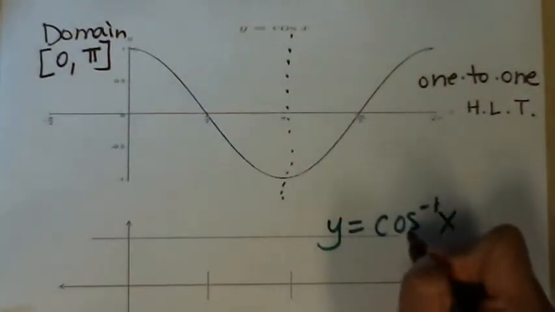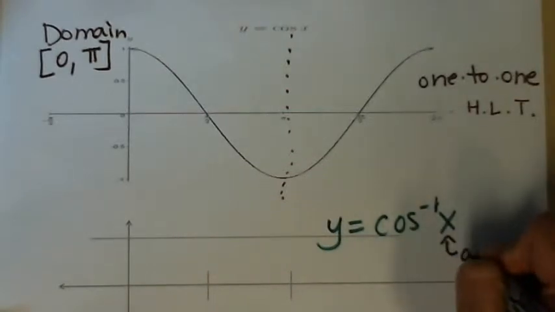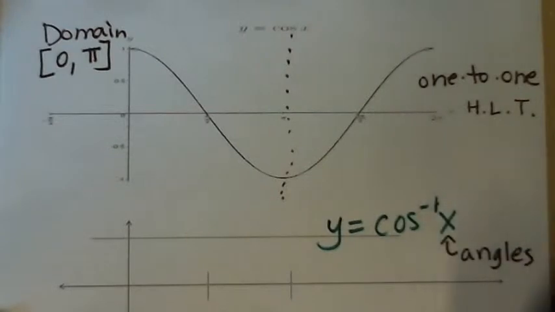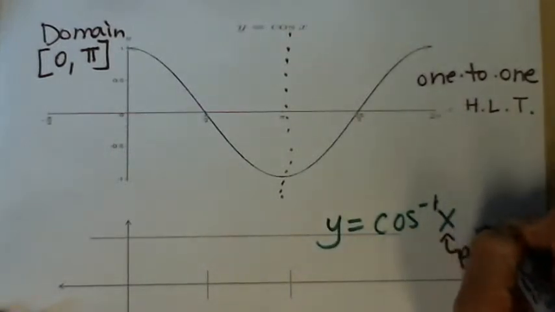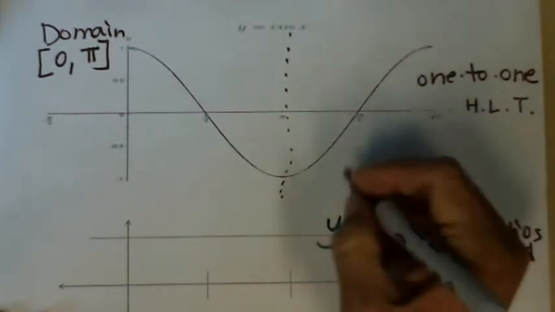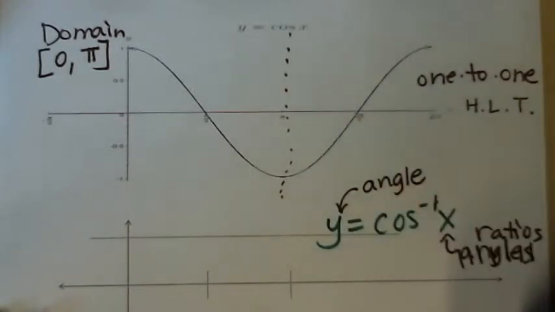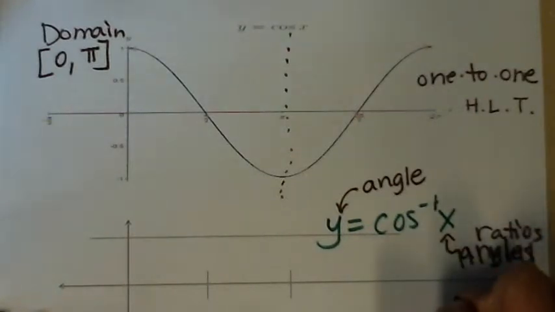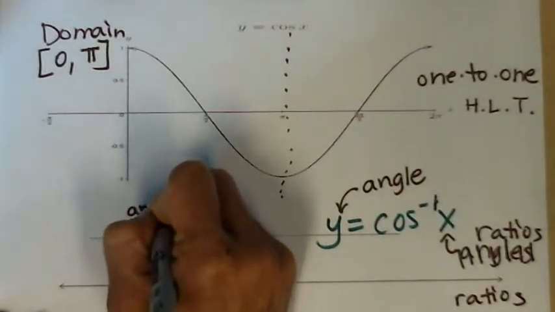Inverse cosine, y equals inverse cosine of x. The inputs are ratios. See, here I am getting confused. I take the inverse cosine of ratios, the output is the angle. So I input the ratios and I output angles.